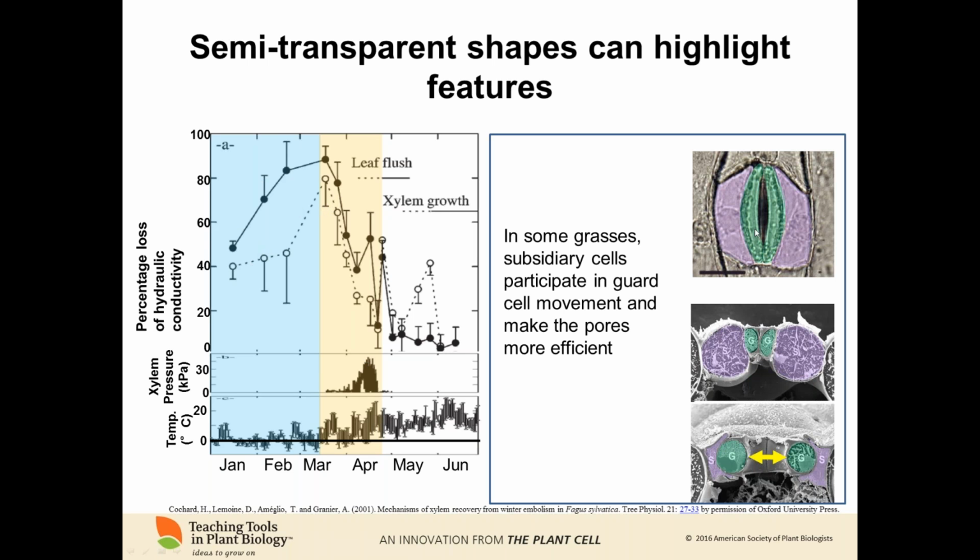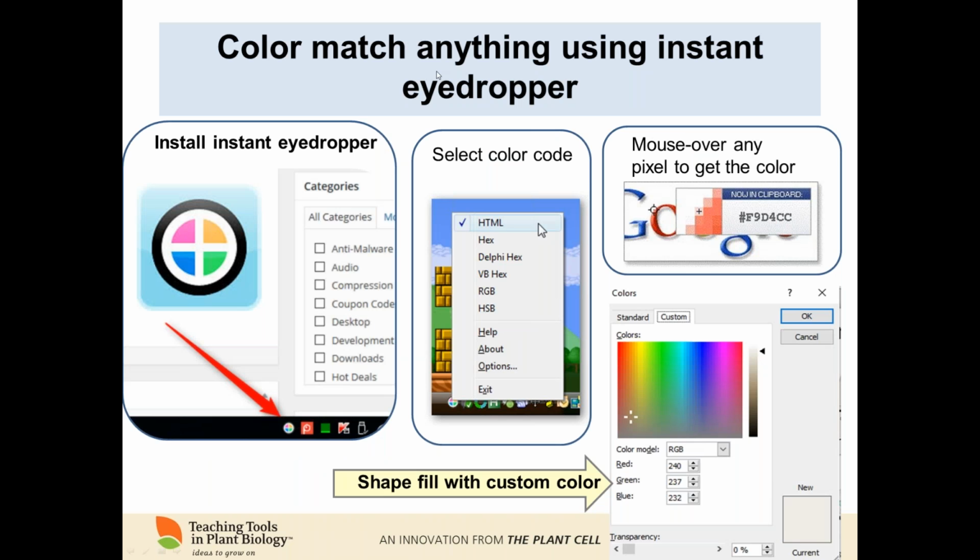Here is a figure showing guard cells and subsidiary cells in grasses, and the original figure wasn't highlighted, so it wasn't really obvious what was happening. So by putting a transparent layer on top of the two different cell types, it was more obvious what was happening as the guard cell was opening and closing. So again, just one of the things you can do.